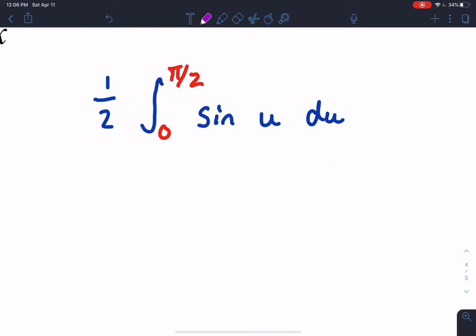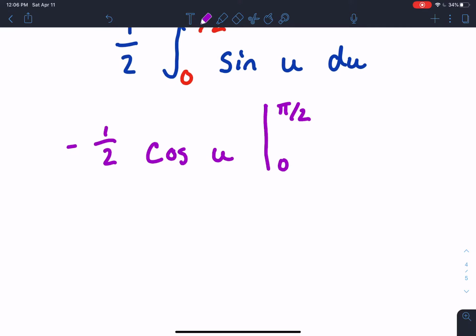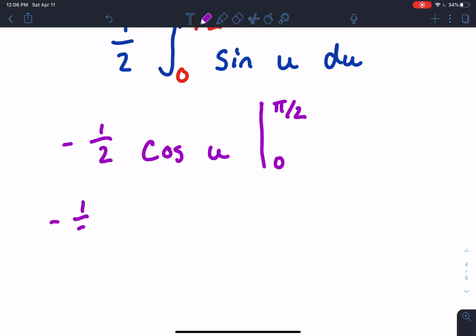Okay, so this is going to give me 1/2. The antiderivative of sine becomes negative cosine. So this is now negative 1/2 cosine of u, and you're going to go from 0 to pi halves. So negative 1/2 cosine pi over 2 minus negative 1/2 cosine of 0.